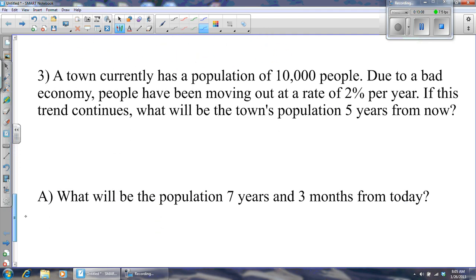Okay, let's take a look at another situation. I won't take quite as long to do it because it's going to use the same formula. And I'll write the formula down again. A equals P times quantity of 1 plus or minus R to the power T. All right, a town currently has a population of 10,000 people. That's my starting point. That's my P. Due to a bad economy, people are moving out, so the town is losing people 2% per year. That's my R. And remember, it's a negative R because I'm losing. If this trend continues, what will be the town's population 5 years from now? There's my T.